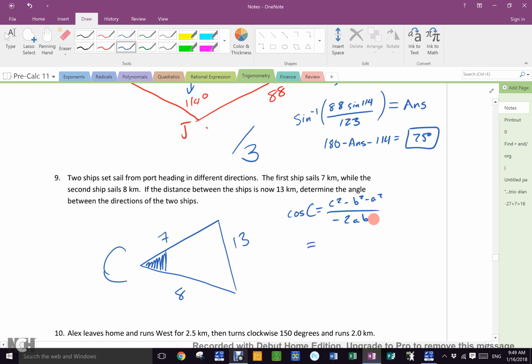And then you just fill it in: 13 squared minus 7 squared minus 8 squared over negative 2 times 7 times 8, which is what? I don't want to punch that in. Somebody have an answer for me? It's 56 over 112, well, they're both negative, so that makes them both positive, which gives me a shift cos of what? 120 degrees?